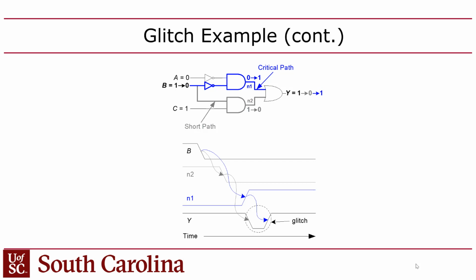But like I said though, it's not a huge deal because if the glitch happens, it should still be happening after the contamination delay and before the propagation delay. So by the propagation delay, the output should be stabilized, right? So you shouldn't have to worry about glitches as long as the circuit is timed for the propagation delay.